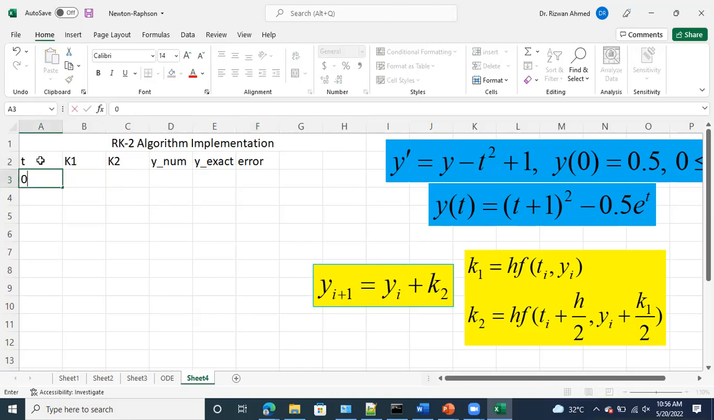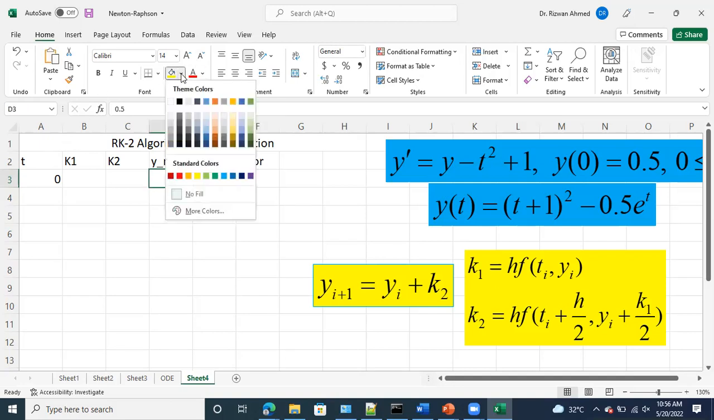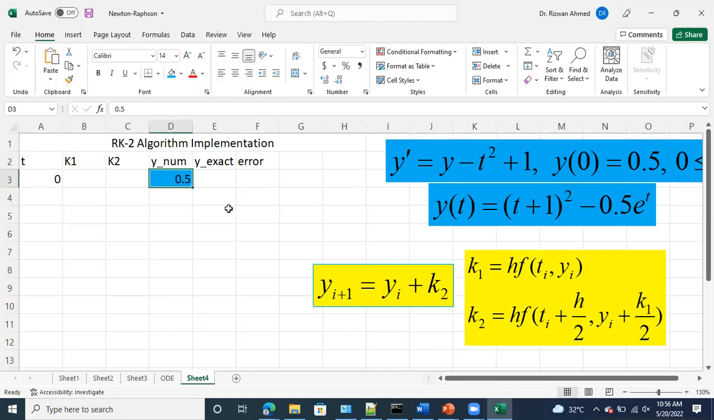So the time starts at 0. We have no K values, and the numerical value at t equal to 0 is the initial condition. So the numerical value of y is 0.5. This is the initial condition, and I highlighted it as special.